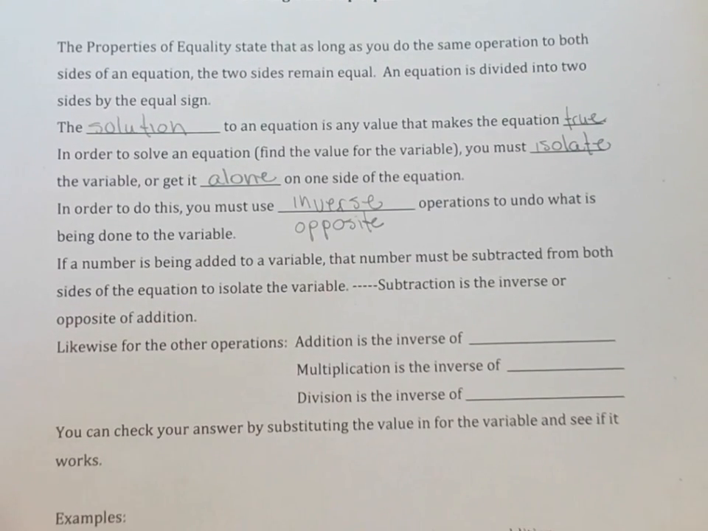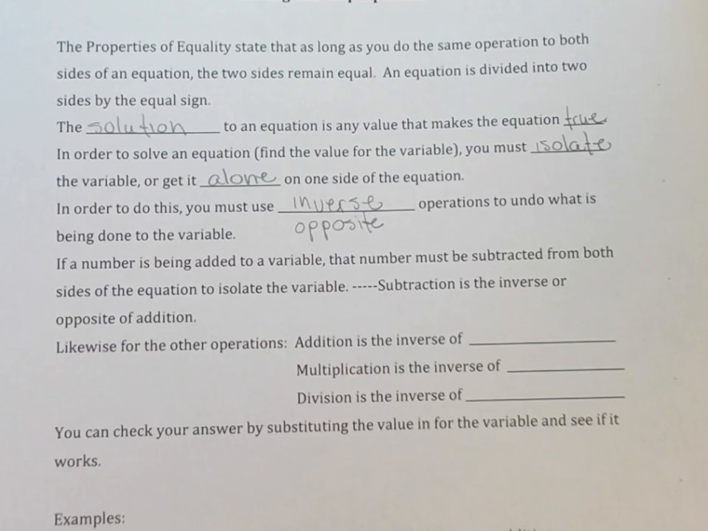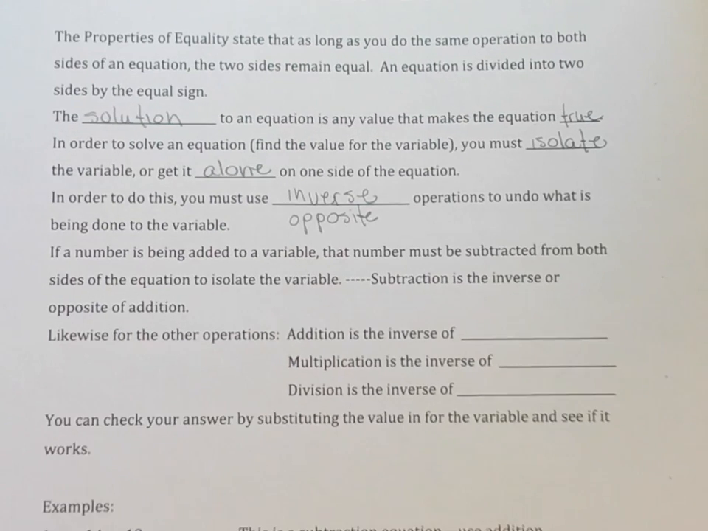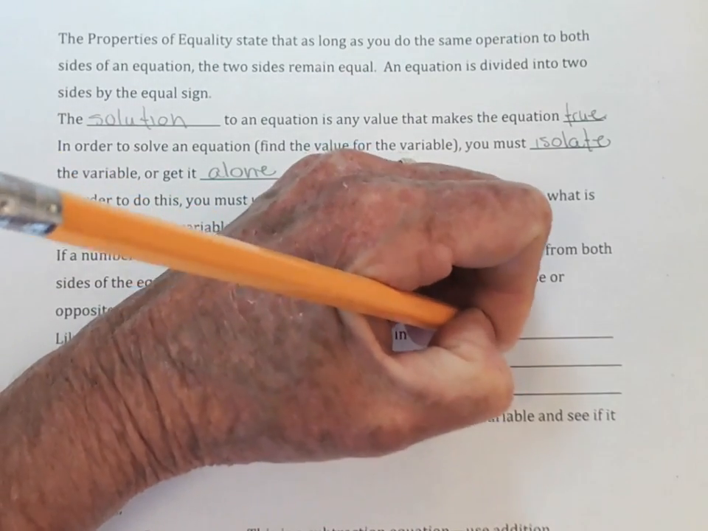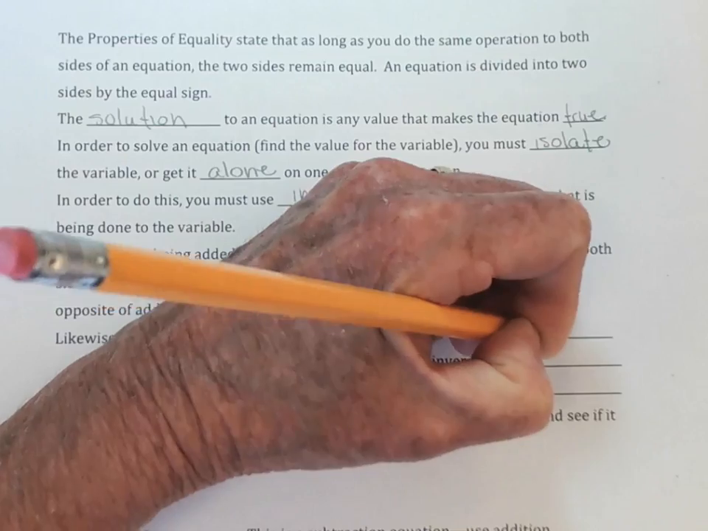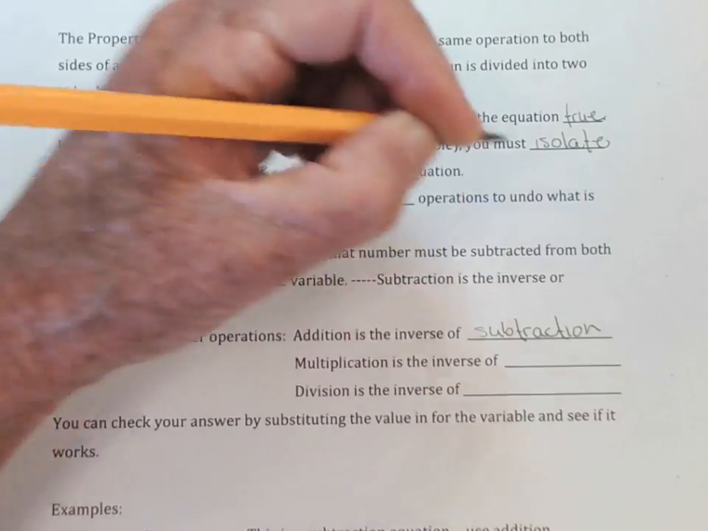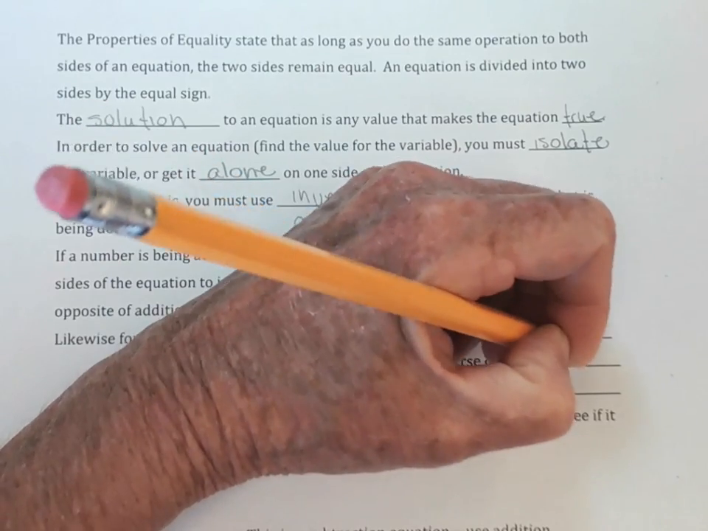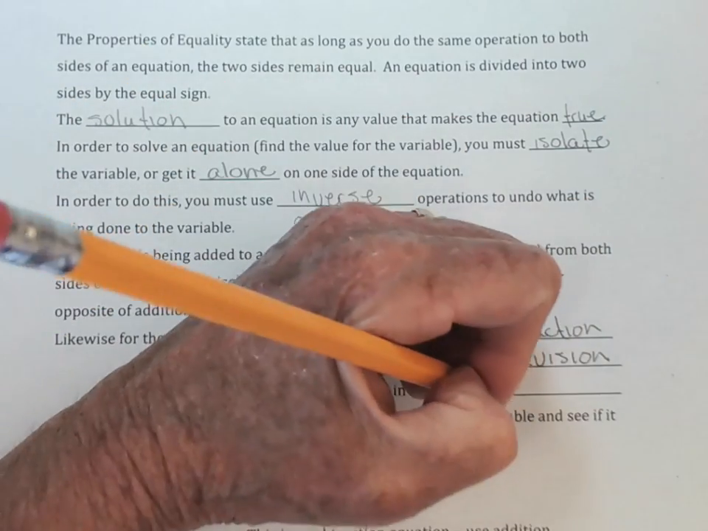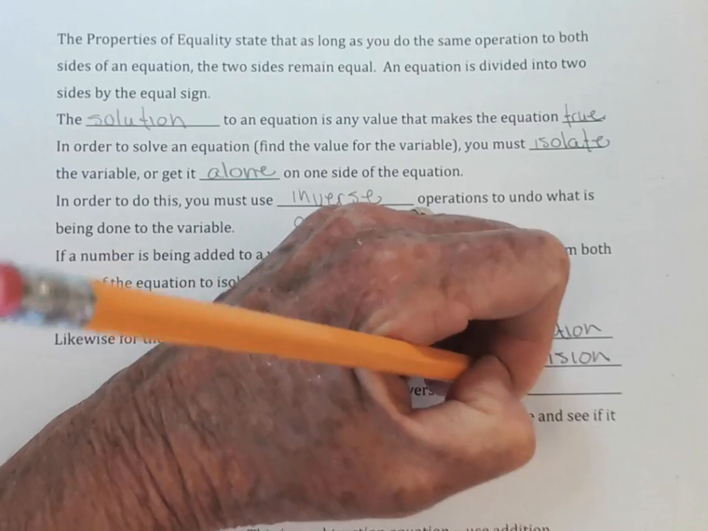So if a number is being added to the variable, that number must be subtracted from both sides of the equation to isolate the variable. Subtraction is the inverse or opposite of addition. Likewise, the other operations: addition is the inverse of subtraction. Multiplication is the inverse of division. And division is the inverse of multiplication.